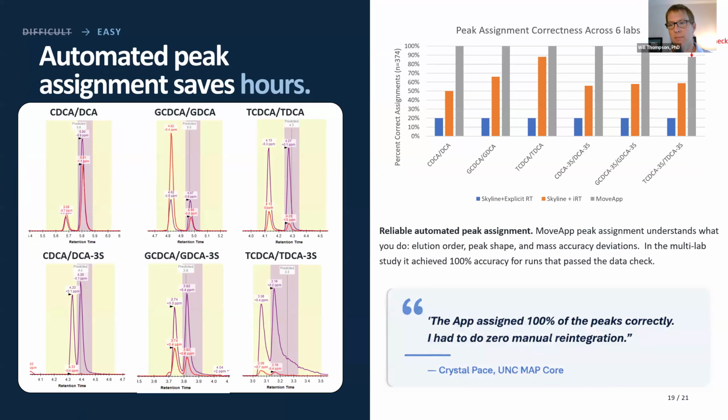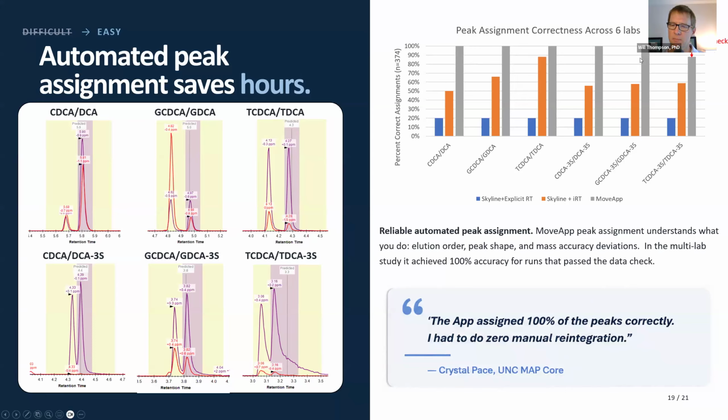So elution order, peak shape, migration, mass accuracy deviations, so that we can understand the peaks, they elute in order, which ones should be selected, and the correctness of the MoveKit app's peak assignment. Across all 6 labs, the 374 runs, for 5 out of the 6 pairs, we got these assignments 100% correct. For this critical pair, as you can see, you start to fail.